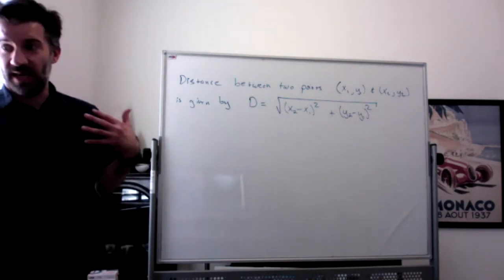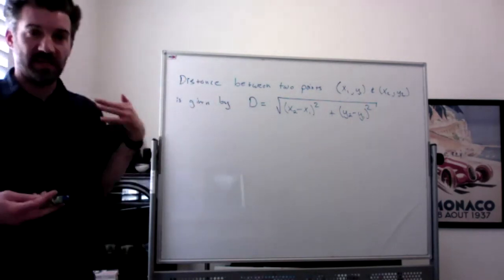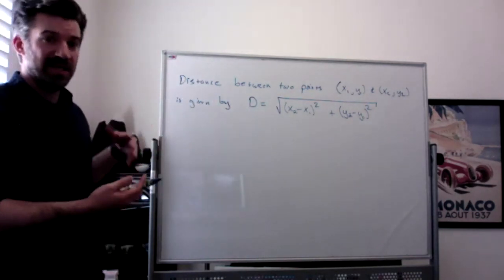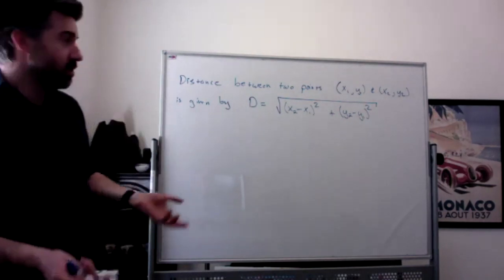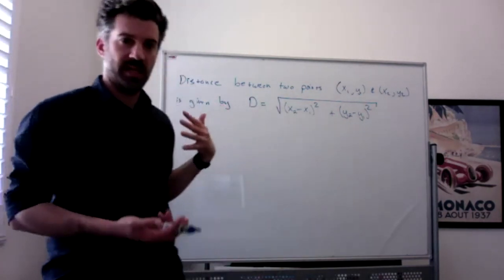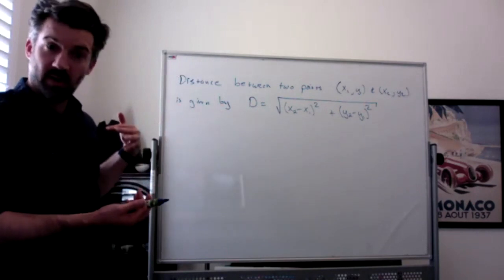And I really want to emphasize, we can't simplify this as is. This is the formula. It doesn't get any nicer. You can't take the square root of each of these parts and just say it's x2 minus x1 plus y2 minus y1.